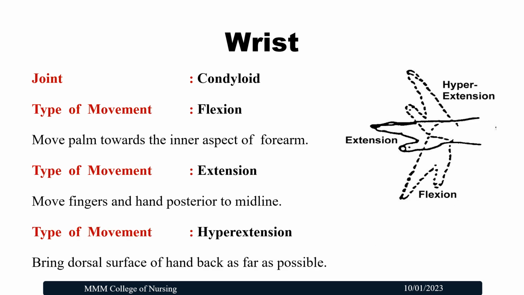The wrist is made up of condyloid joint. The possible movements are flexion, extension and hyperextension. Flexion, that is move palm towards the inner aspect of forearm. In extension, move fingers and hand posterior to midline. Hyperextension can be done by bringing dorsal surface of hand backward as far as possible.